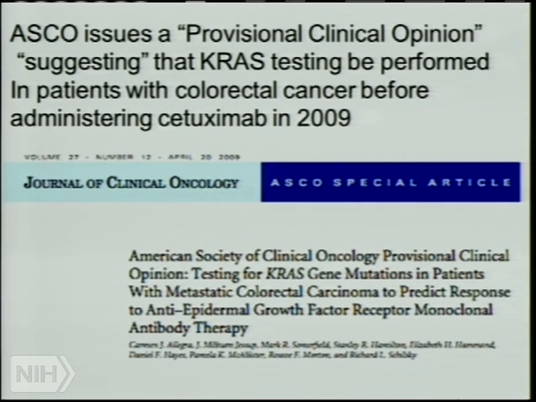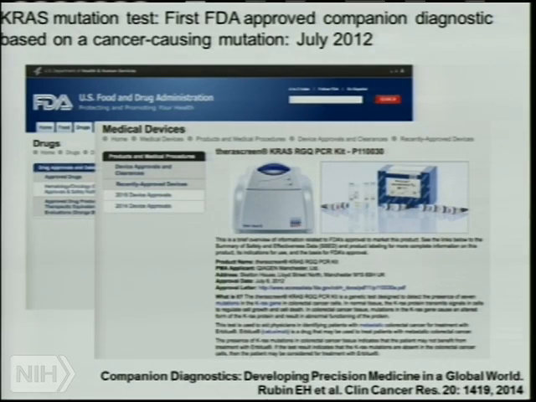So it's interesting, I think, and this is a little aside, but ASCO then issued a provisional statement saying maybe you should think about testing for KRAS. That was in 2009. I don't know why they were so equivocal about it. And then it took another 4 years from that first publication to actually end up with an FDA-approved medical test, or they call it a medical device, but a testing for KRAS mutation.